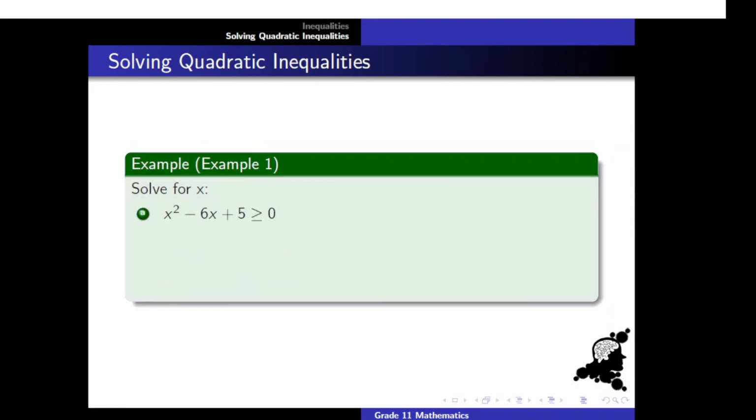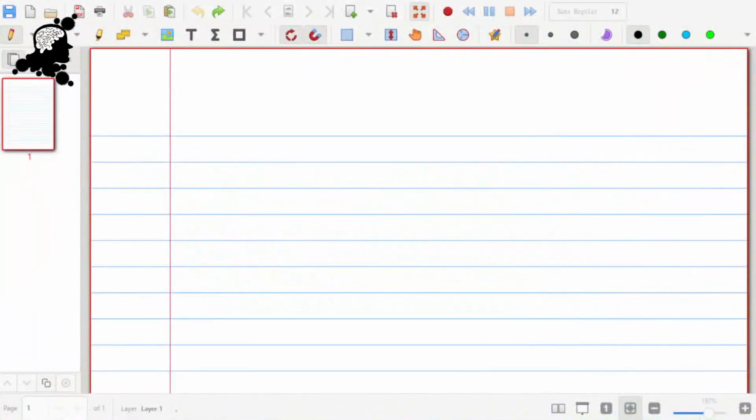So here's our first equation, and we need to solve for x here. So let's go to the writing pad, writing board, whatever you want to call it, and let's solve for x here. So we've got x squared minus 6x plus 5. This is greater than or equal to 0.